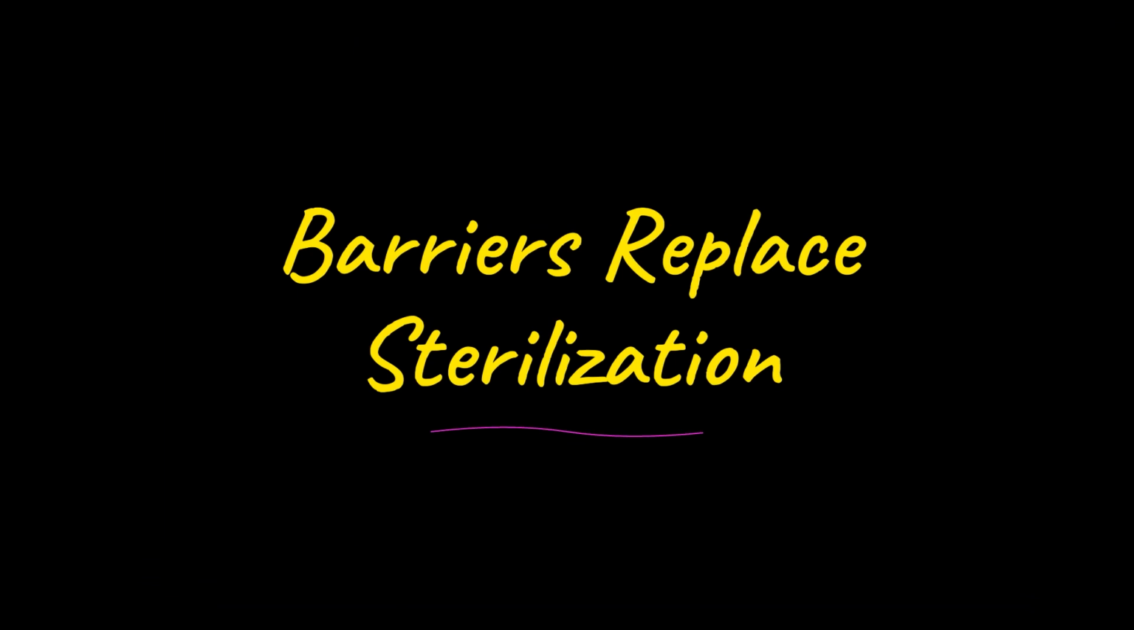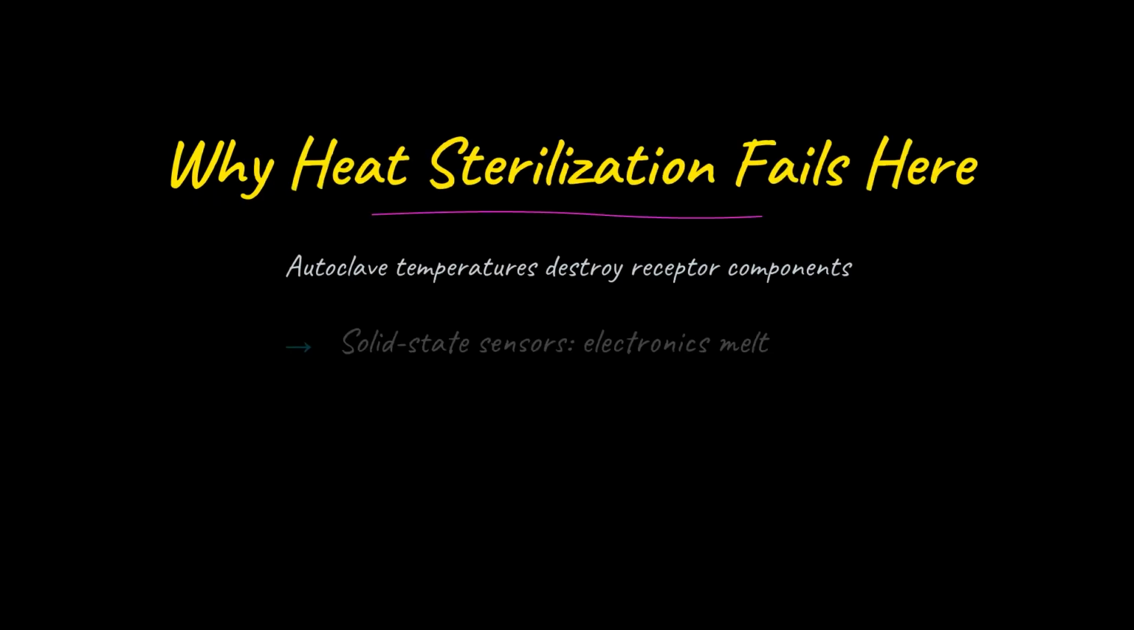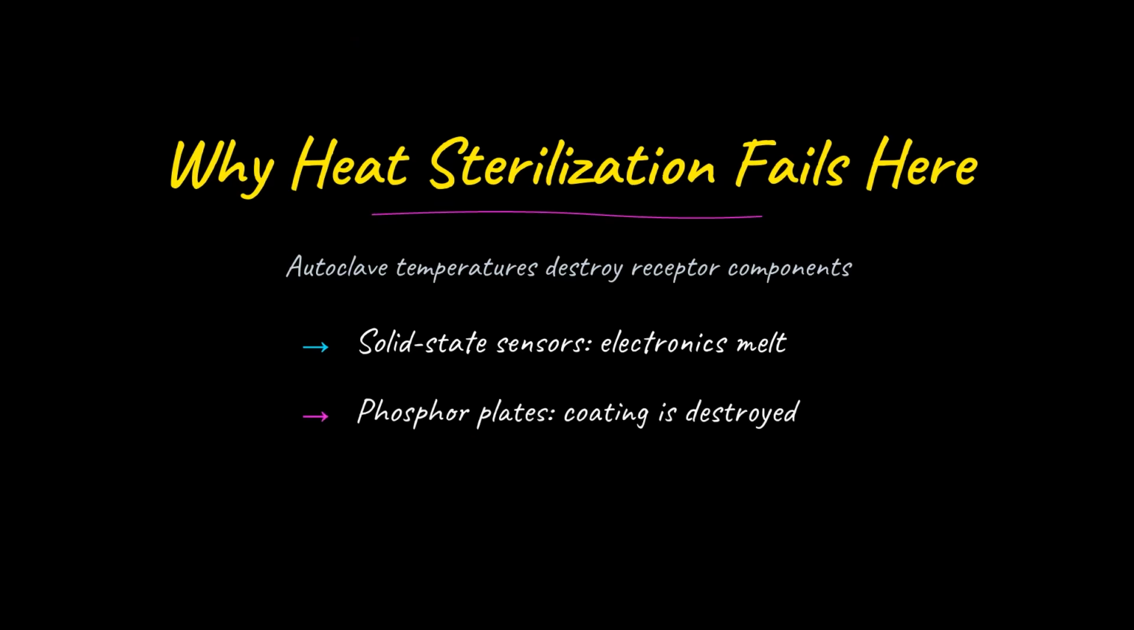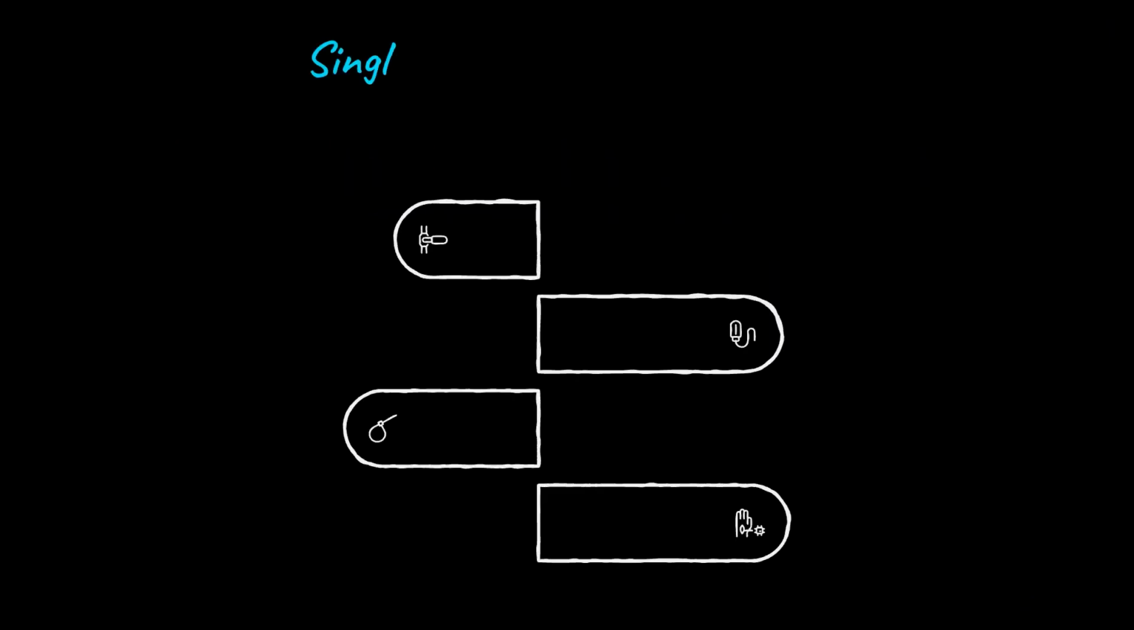Digital image receptors, both solid-state sensors and phosphoplates, cannot survive the heat of an autoclave, so infection control for these devices relies on a completely different strategy. Metal instruments can be autoclaved between every patient, killing all organisms, but a receptor packed with circuitry or coated with sensitive phosphor cannot survive that heat even once. So the gold standard decontamination method is simply off the table.